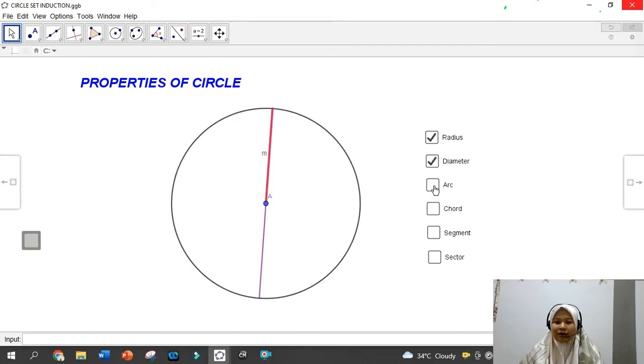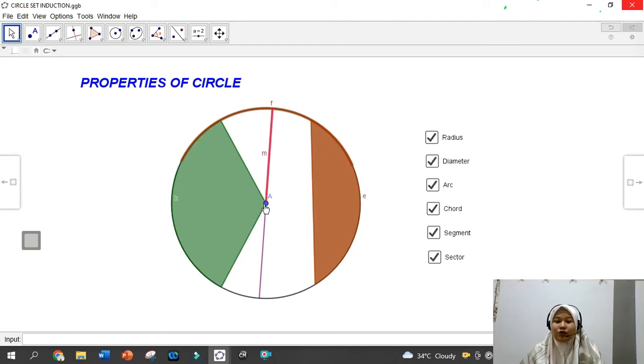Next, we have an arc. Arc is part of the circumference. It is not all, but just part of the circumference. And as for chord, it is a straight line inside the circle, but it doesn't go through the center. So this one we call a chord. Next one is a segment. Segment is a shaded region inside the circle, cut off by a chord, so it doesn't go through the center as well. Last one we have sector. Sector, we have two radii, and if we shade the region within the two radii, we call it a sector. So the region in this green color is a sector.